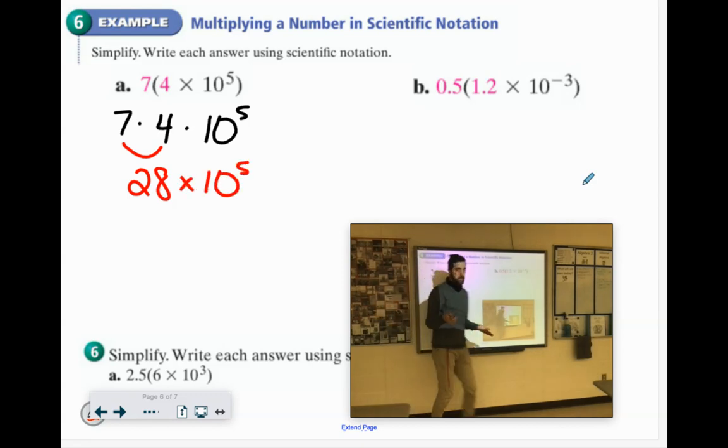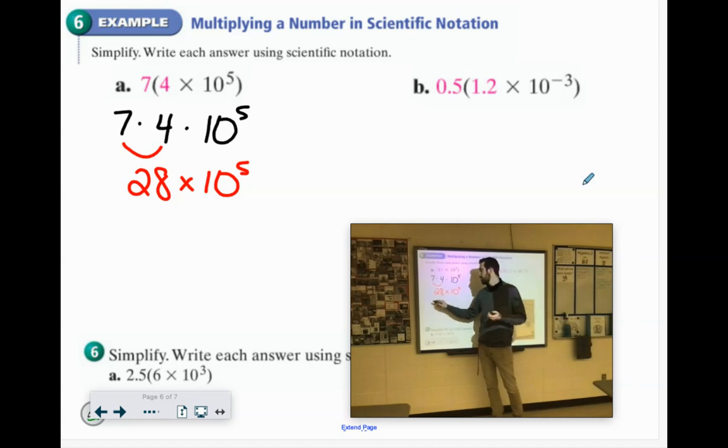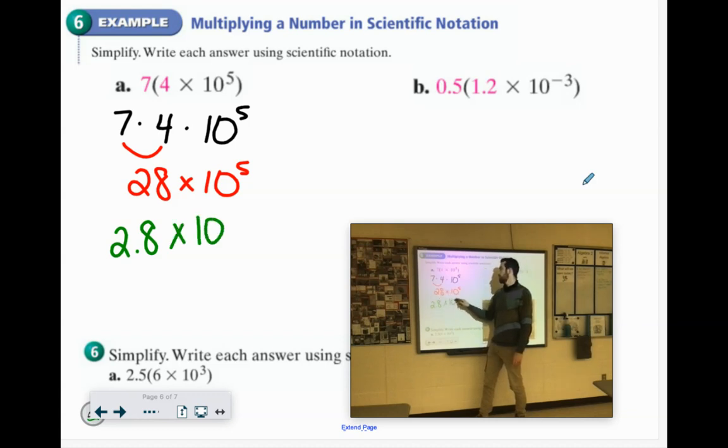And that's correct, but it's not in proper scientific notation. So here's the deal. 28, we'd have to make 2.8. The way I remember it is they're always opposite. We had to make this first number smaller, so we'll have to make the exponent larger. If you make one smaller, you make the other one larger. If you made the first one larger, you'd have to make the other one smaller. We made that smaller. We'll make our exponent larger. Now it'll be 10 to the 6th.